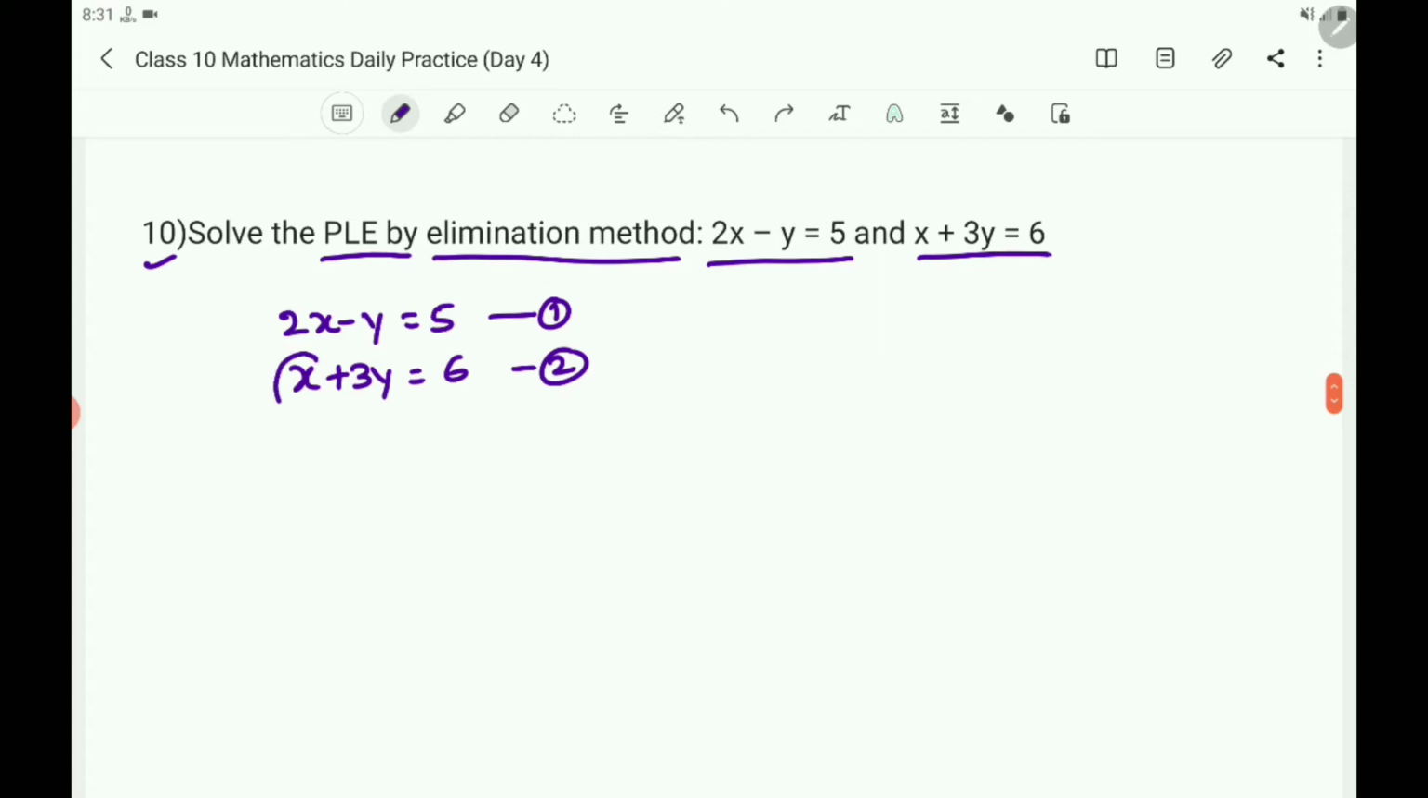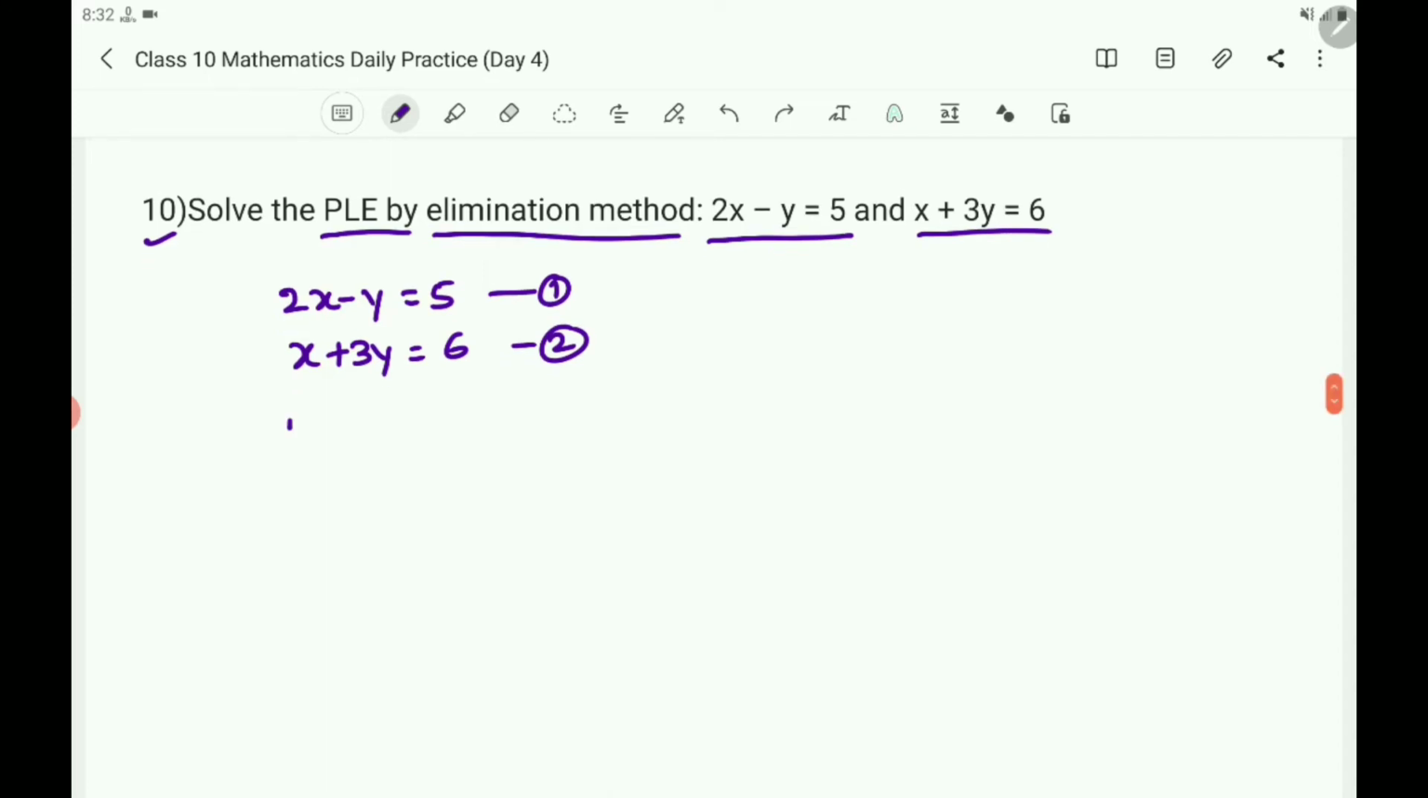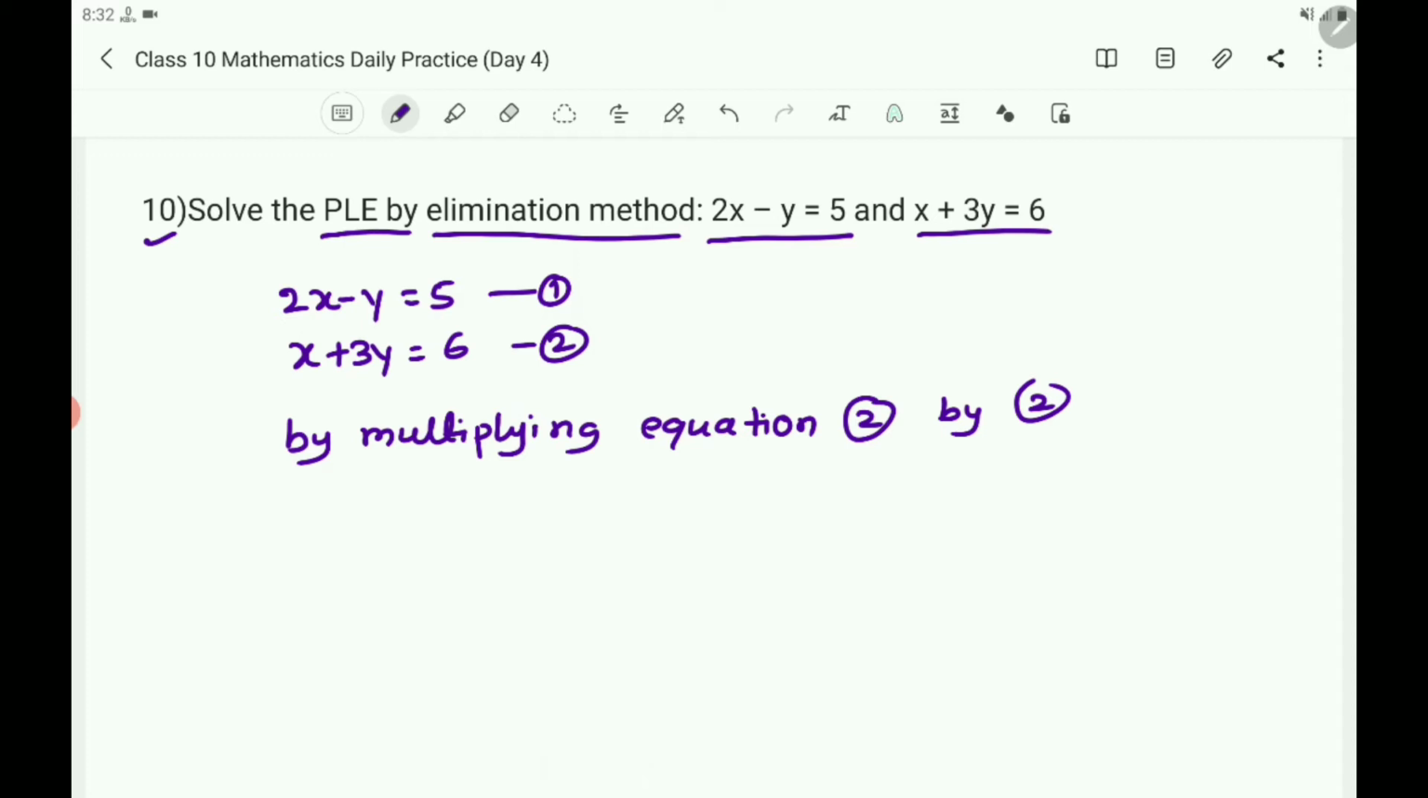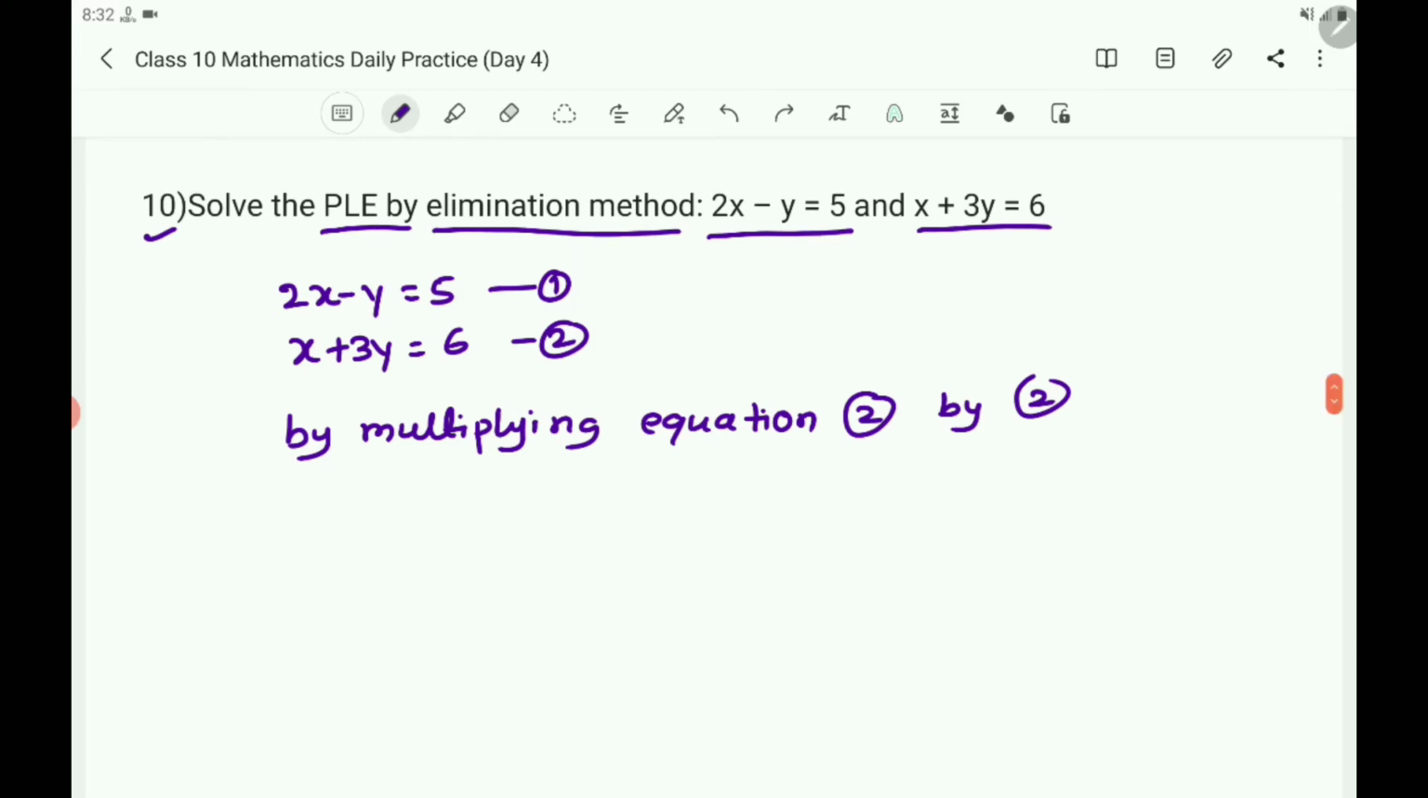Because here we must have the coefficient 2, x must become 2. So you must multiply the whole equation by 2. So write, by multiplying equation by 2. Here why do we have to multiply it by 2? Because here we have to make the coefficient 2, so you can cancel x.